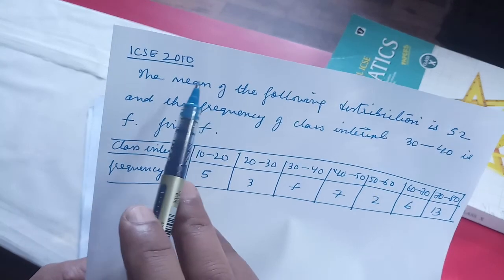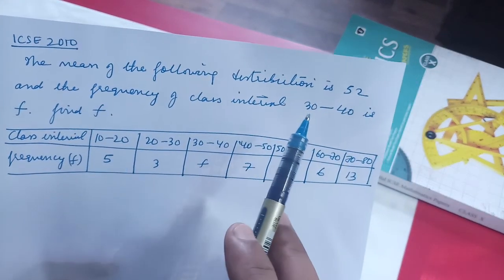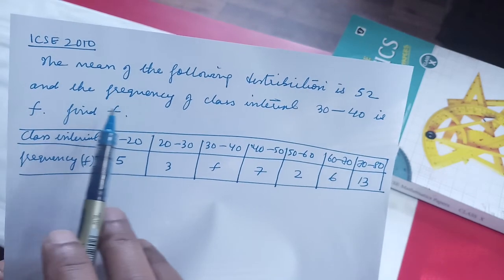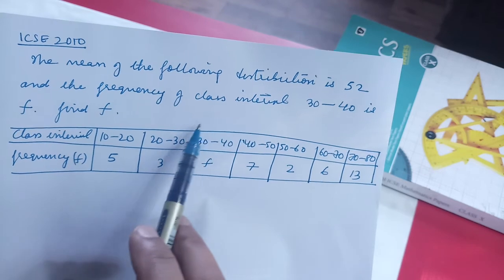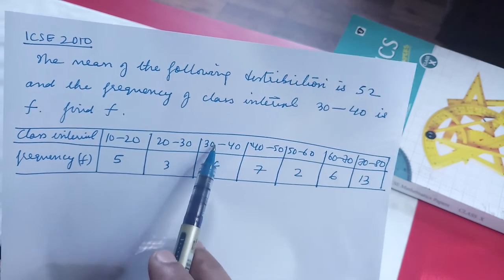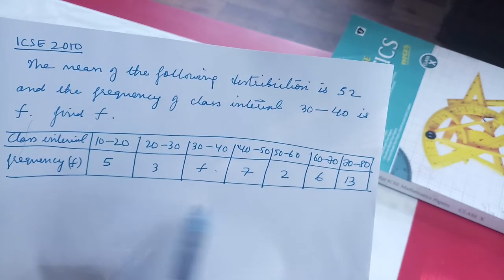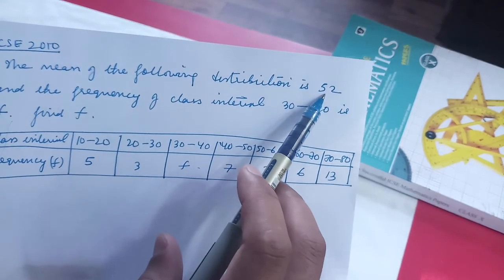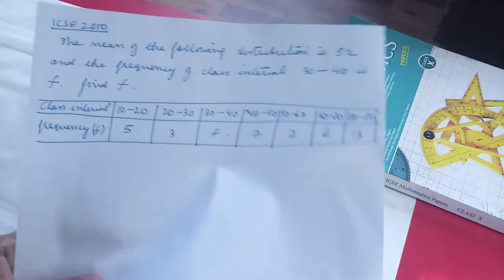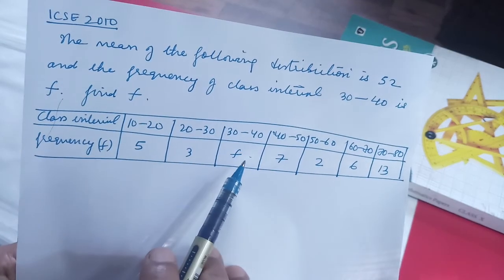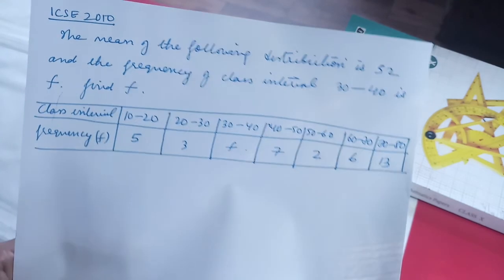It is ICSE 2010. The mean of the following distribution is 52, and the frequency of the class interval 30 to 40 is f. So this is the class interval 30 to 40, and this is the missing frequency. But the mean of all these class intervals is already given to you, that is 52. So this is slightly different. Here the frequency is missing, so we have to calculate it, but the steps will be the same.